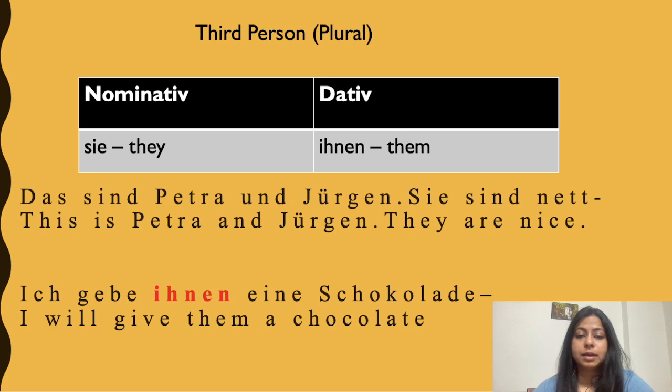Now, sie, here s is small, sie means they, and ihnen means them. Here i is small. Das sind Petra und Jürgen, sie sind nett. This is Petra and Jürgen, they are nice. Ich gebe ihnen eine Schokolade. Now here you have to again be careful of whether I would be capital or small. So here i is small. Ich gebe ihnen eine Schokolade. I will give them a chocolate.